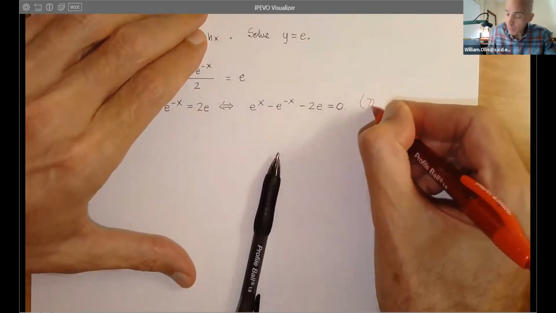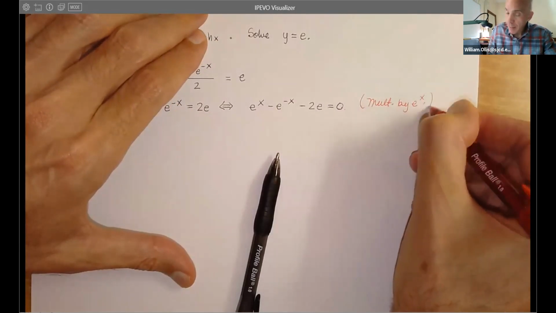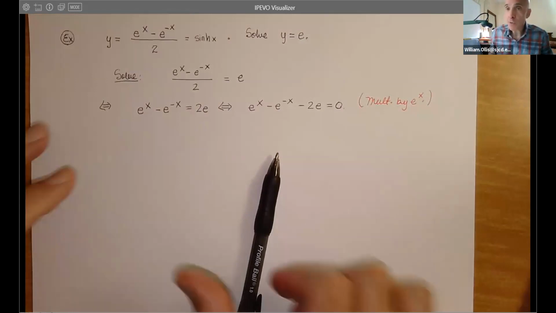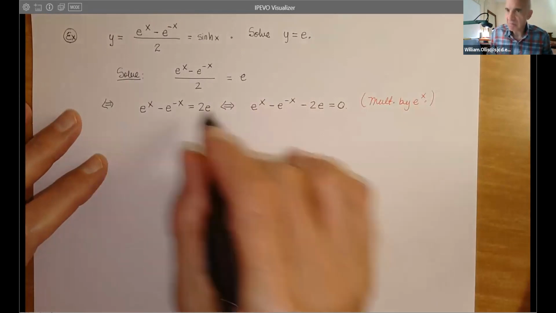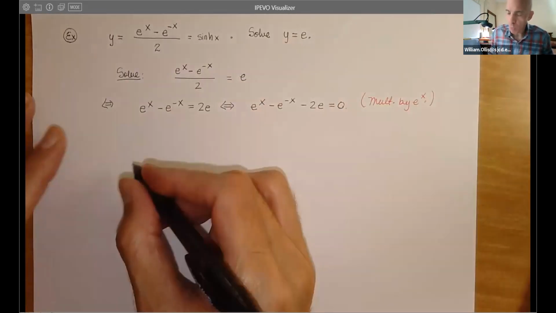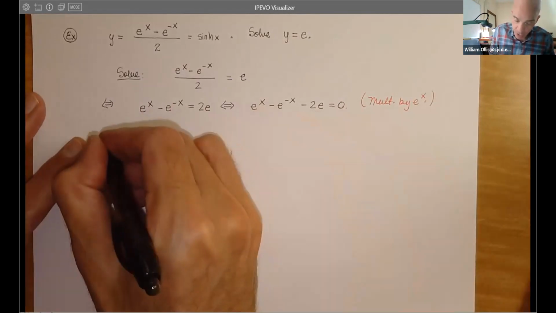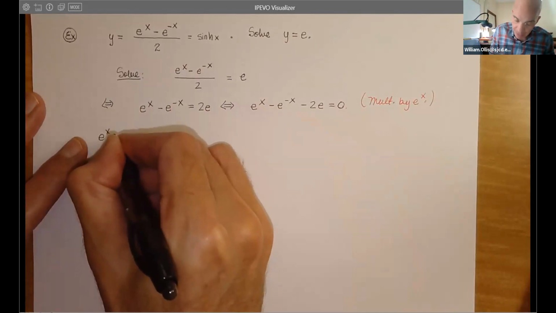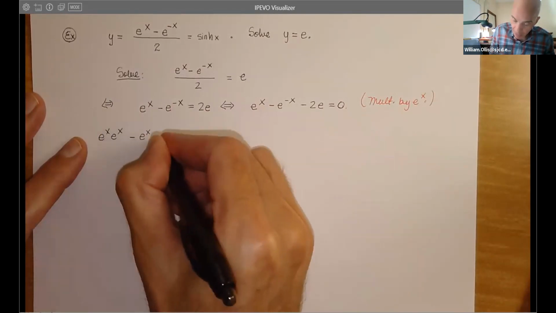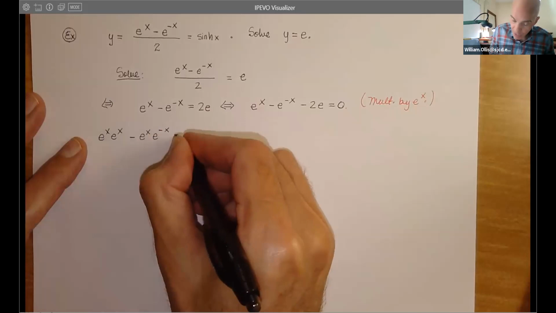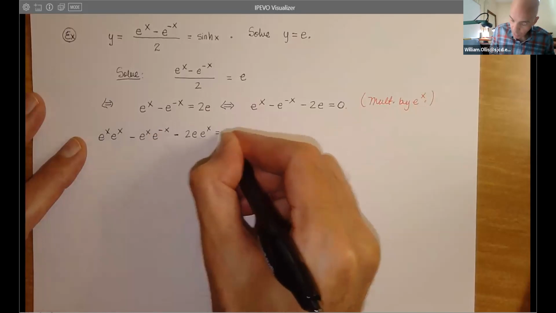So we'll say multiply by e to the x. This is basically how you solve for the inverse hyperbolic secant function. So we're doing an inverse procedure that is kind of shrouded in solving an equation. So let's multiply by e to the x. So everything gets hit with an e to the x. So we get e to the x times e to the x minus e to the x times e to the negative x minus 2e, I'll just put the 2e and then the e to the x. So it looks a little nicer.